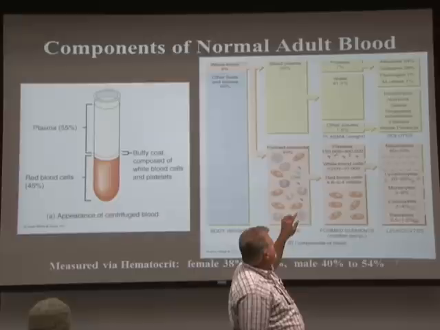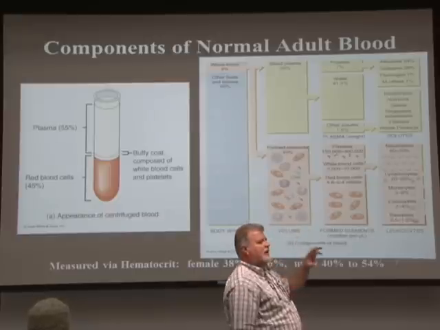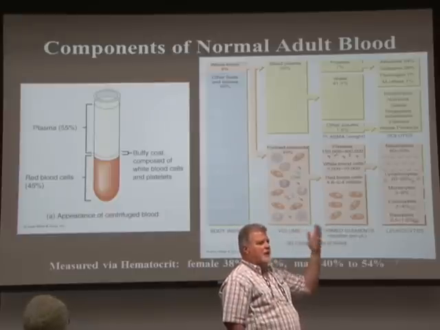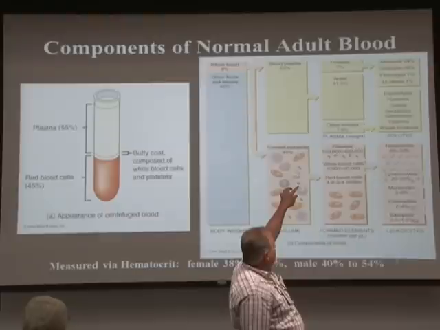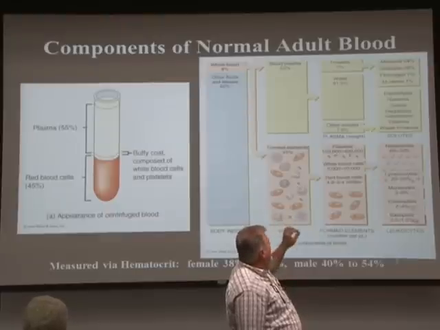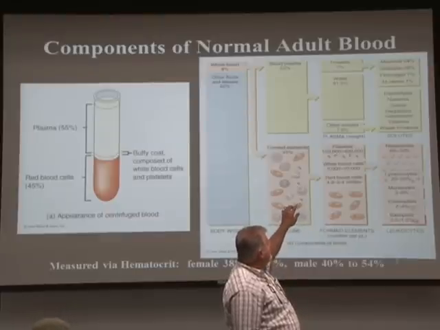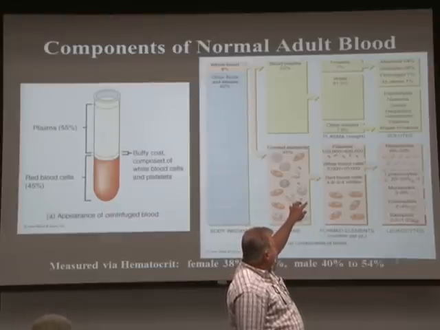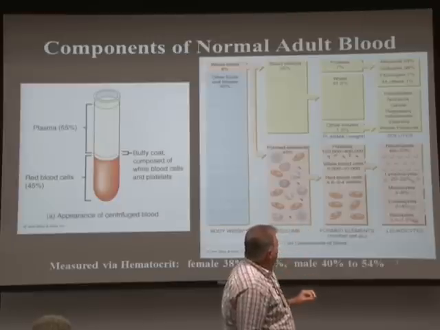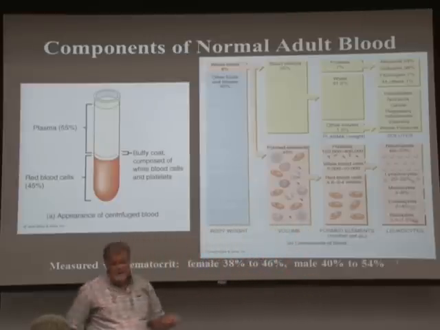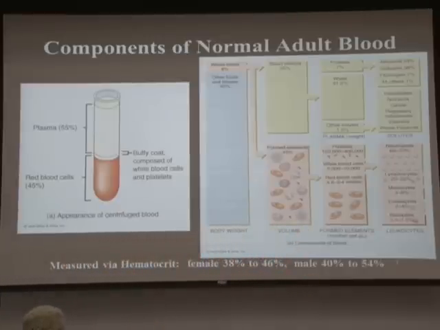And then what will stay in the blood plasma are proteins which make up the colloid osmotic pressure, that osmotic value that we talked about, albumin being the most critical one, and then some electrolytes and regulatory substances that would be in the plasma as well.